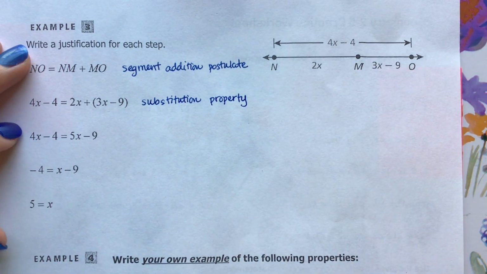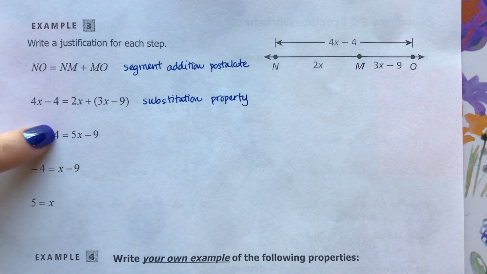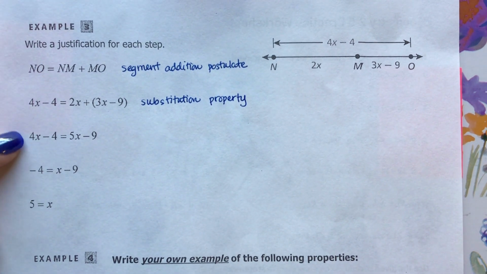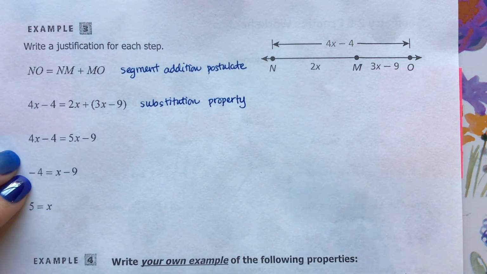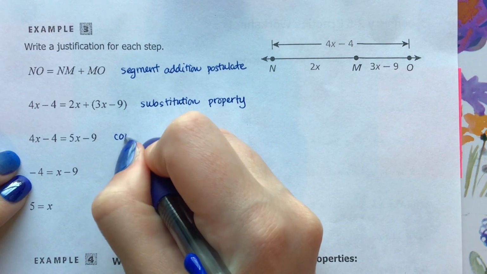Now we're going to be able to move along a little bit quicker. These were the two hard steps, and you guys will probably have it from here on out. So to get up to our next one, notice they combined 2x and 3x. So this is going to be combining like terms.